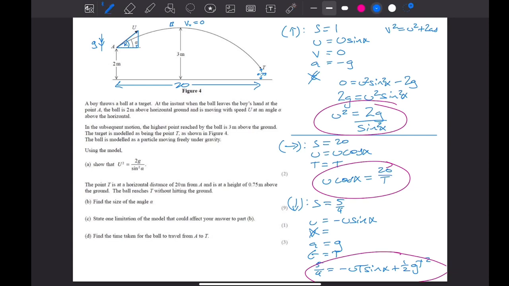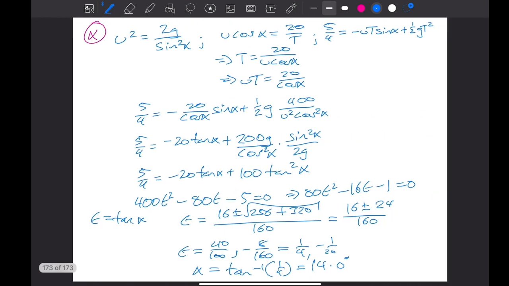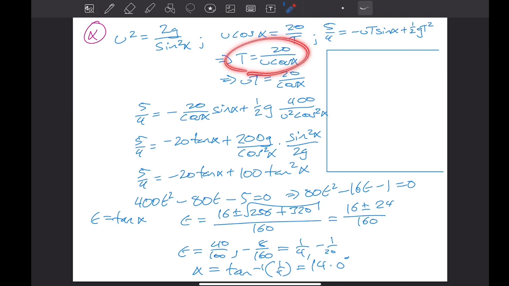D, find the time taken. So we can use any of the equations really that we've done before. We kind of want to just find t. So it might be easier to use this one. Well, actually this down here. Do we know what u is? No, but we know what alpha is now, so we can find what u is. So let's try and rearrange everything here and see if we can get a nice thing out for t. Let's plug some numbers into this and see what pops out.